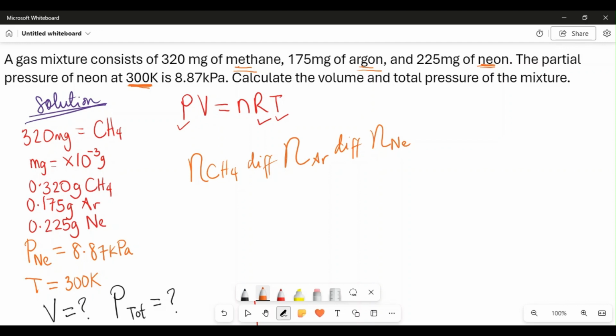So when we calculate the volume, it's not going to be separate for each one of the different components. It's just going to be one volume, one temperature, one gas constant. But the pressure that will be exerted is different because the mass of each gas is different.